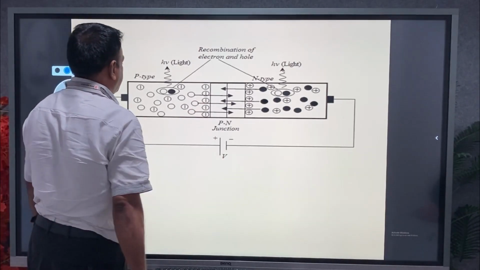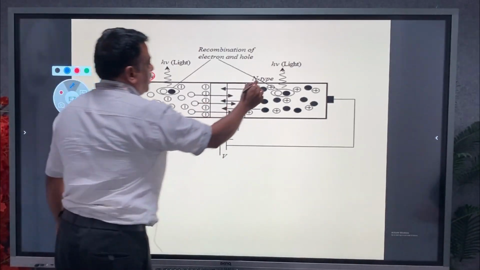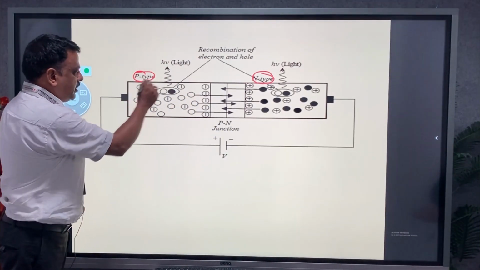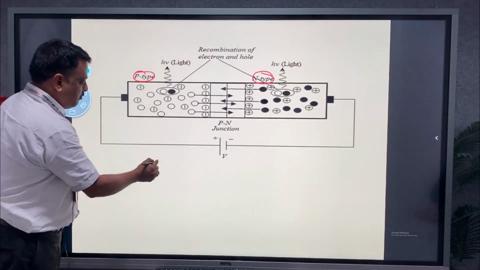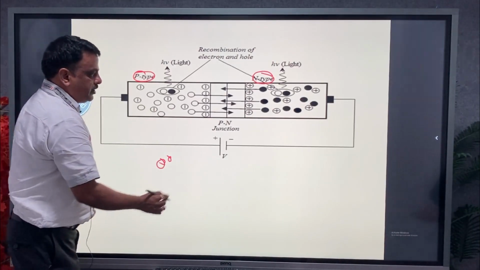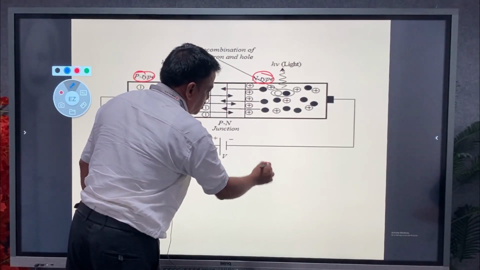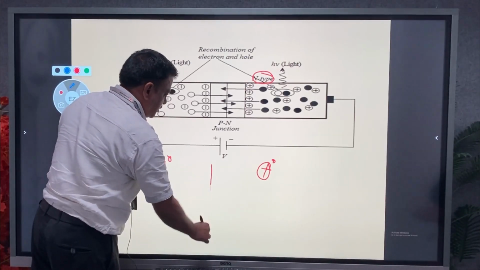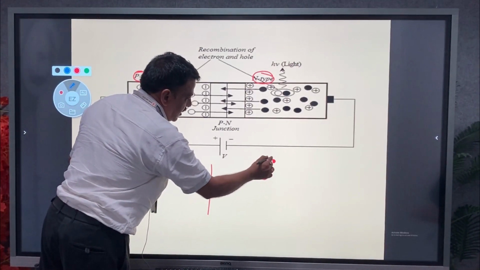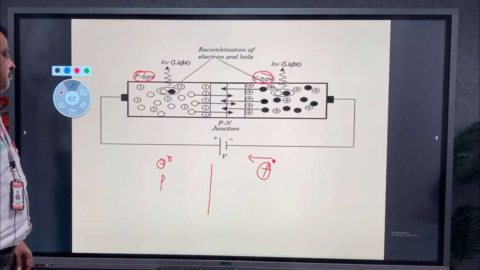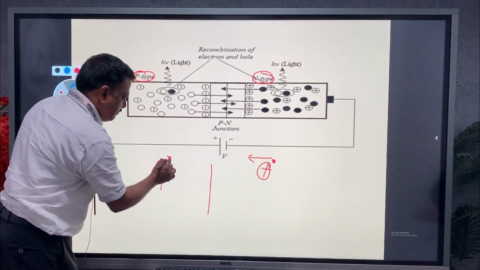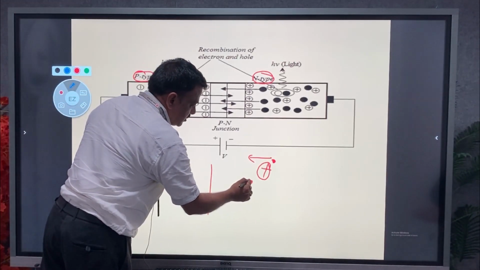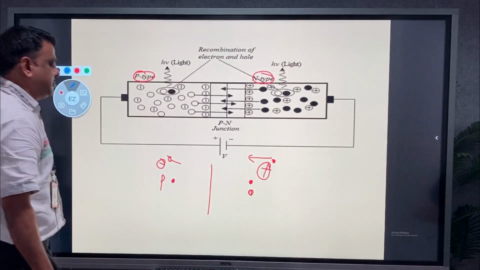This is a simple PN junction diode. This is the P region and this is the N region. In the P region, the majority carriers are holes, along with the immovable negative ions. In the N region, there are immovable positive ions and electrons. In the P region, holes are the majority carriers and electrons are the minority carriers. In the N region, electrons are the majority and holes are the minority carriers.